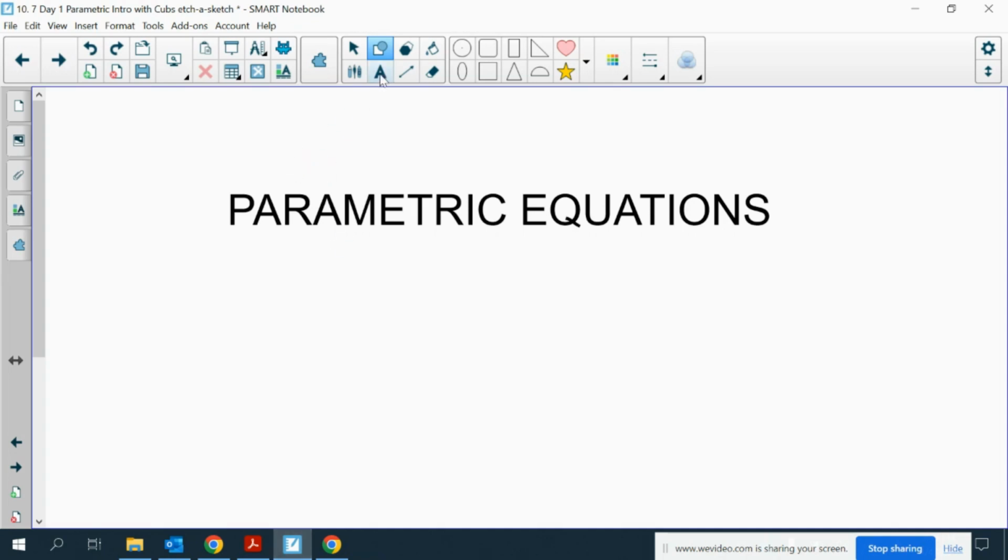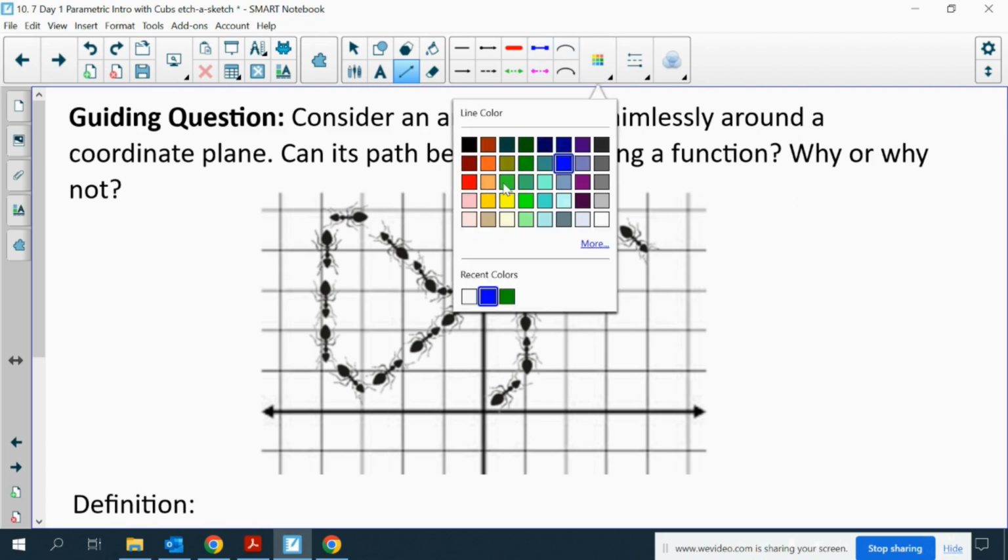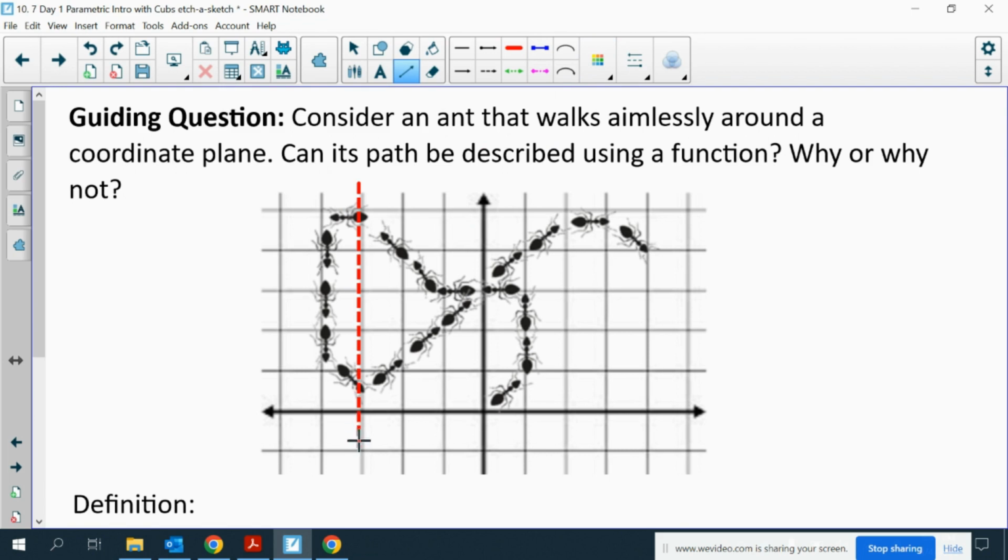The following video is about parametric equations, day 1. So the guiding question is, if we have an ant walking aimlessly around the ground or the coordinate plane, can we describe this using a function? And the answer to that question is clearly no, because the ant's path does not pass the vertical line test. So since we have something that doesn't pass the vertical line test, we can't describe this with a function.